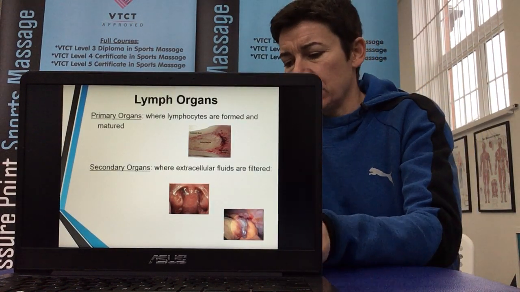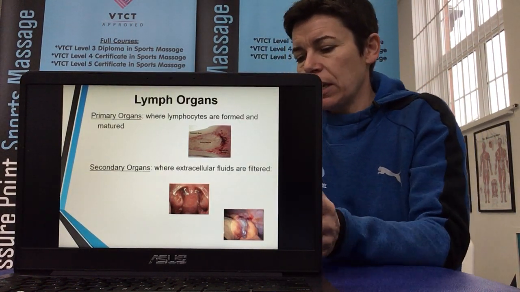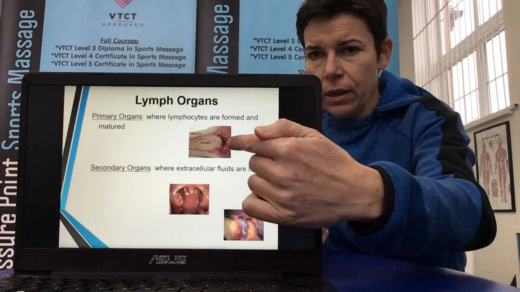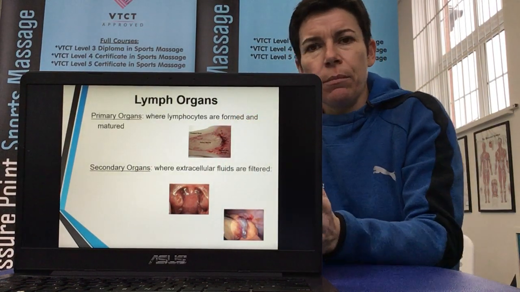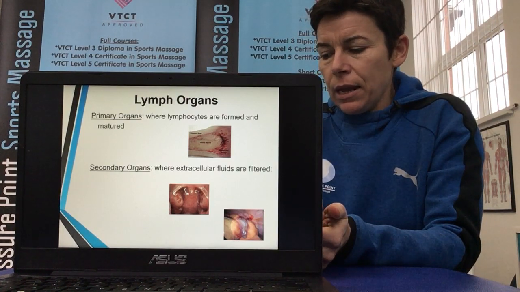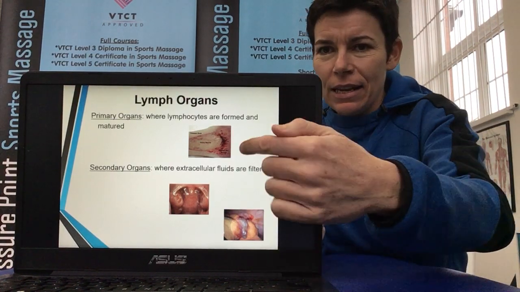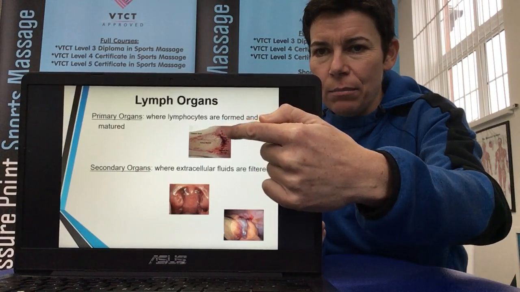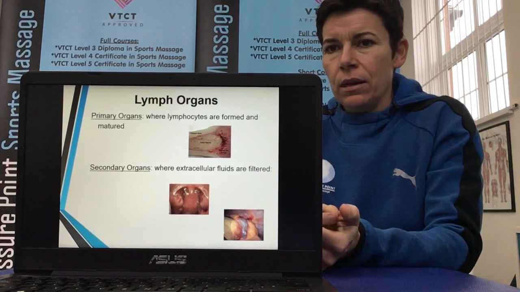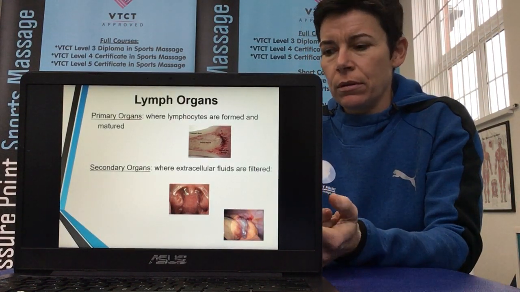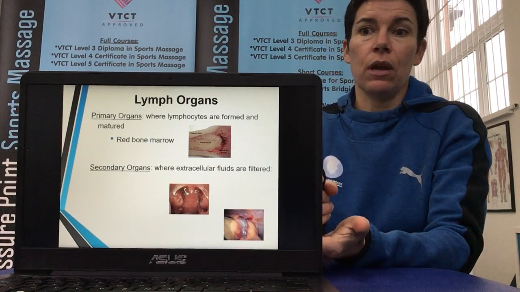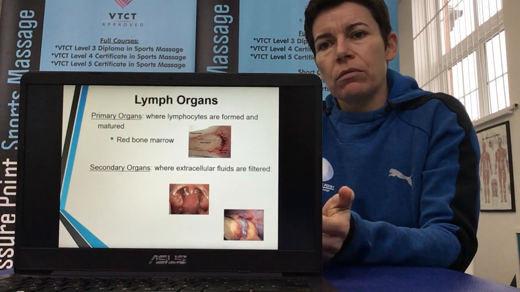Okay, so the lymph organs. The primary lymph organs are where lymphocytes are formed and matured. The picture up here, if you can recognise that picture from any other systems we've looked at before, is a bone. And this part here, you can see, is the red bone marrow. And that's found in the epiphyses of a long bone. So red bone marrow is where blood cells are produced, of which lymphocytes are one.